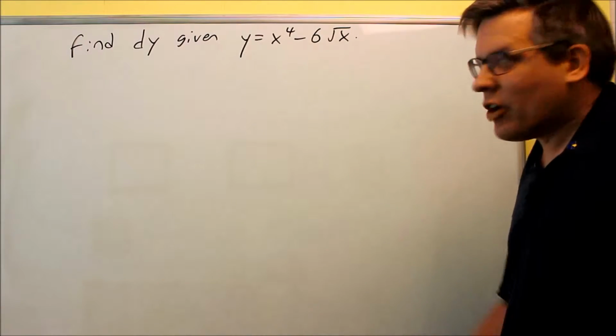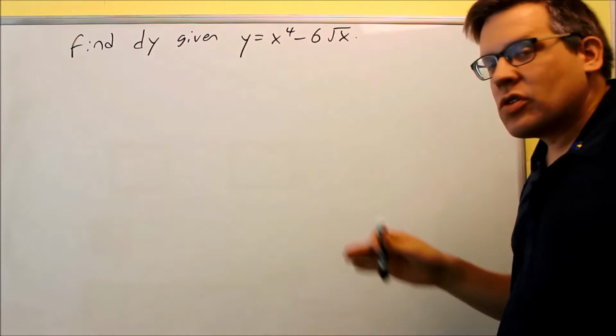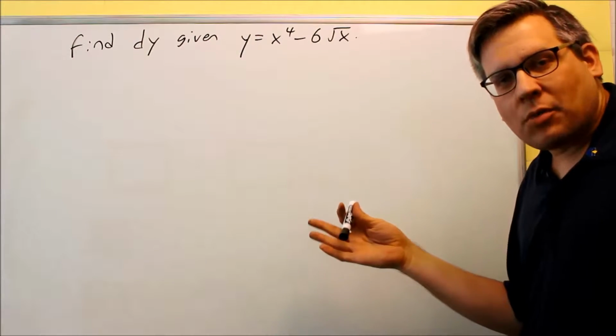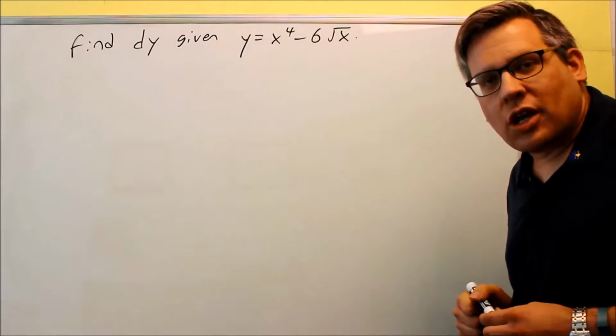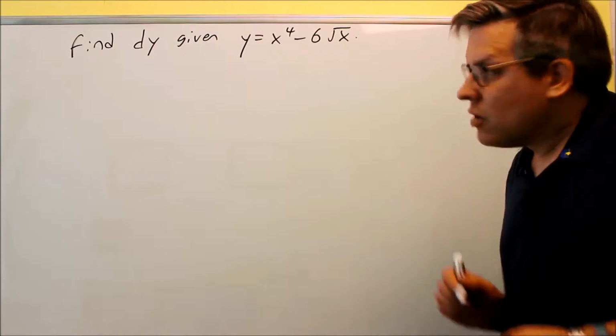Okay, this problem wants us to find dy given that y is given as this. Now, instead of using the y prime notation, since we're in the section talking about differentials, I'm actually going to use the dy dx notation instead, since they're asking us to eventually solve for a dy. So what are we going to do?